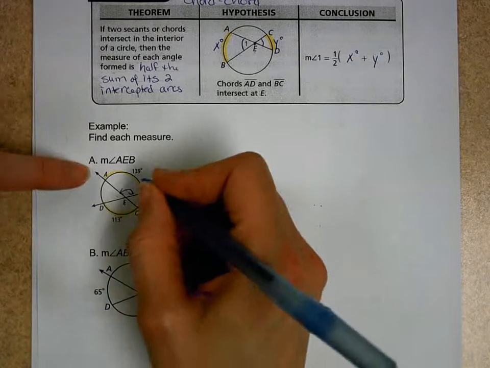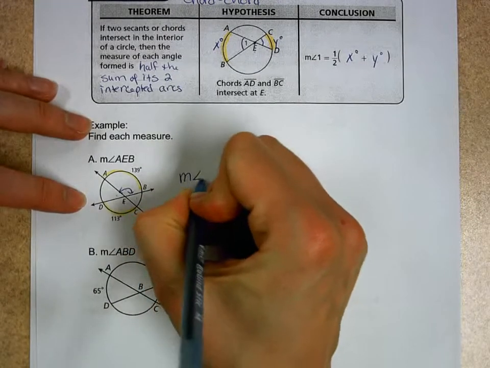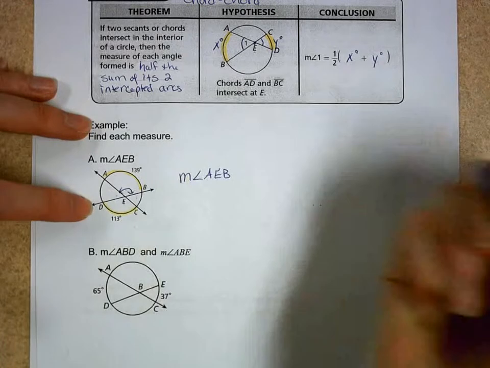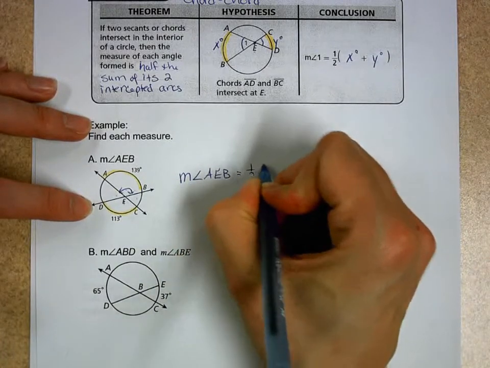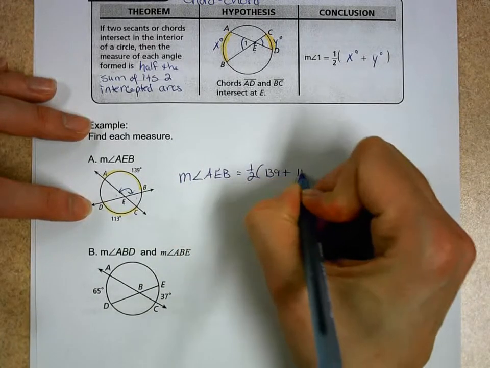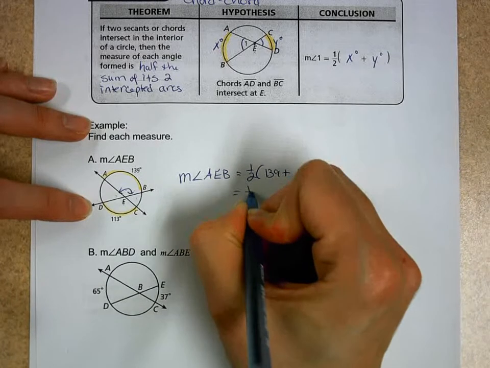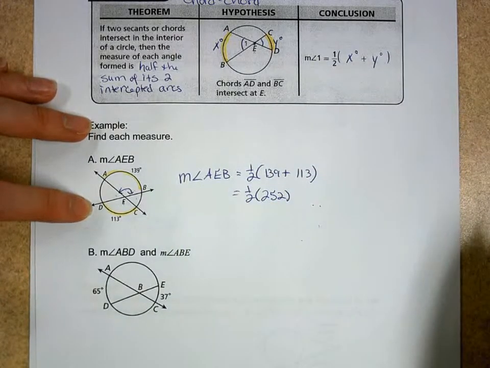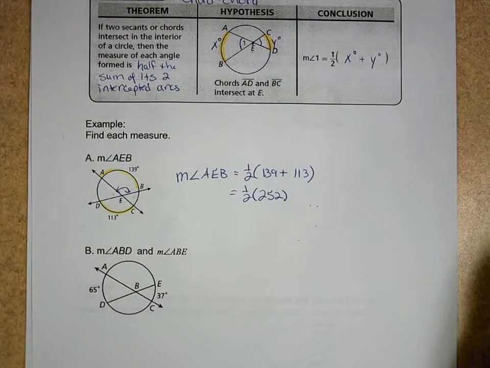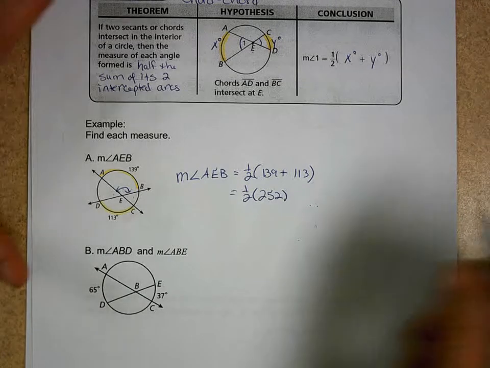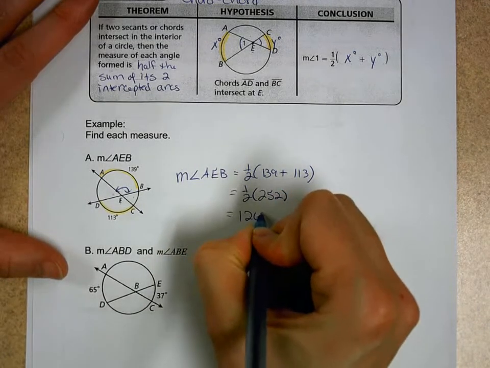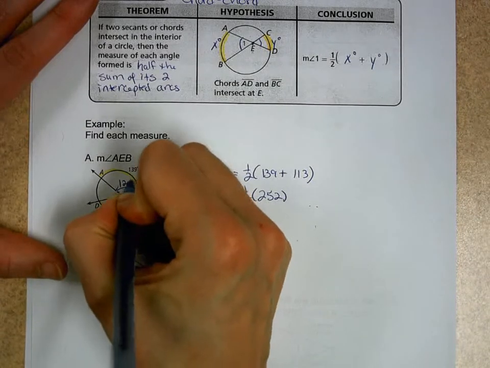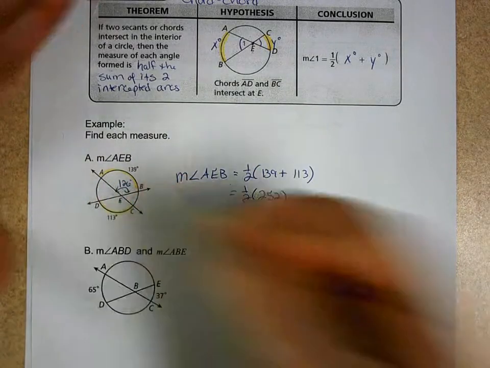So those are my 2 intercepted arcs. So to find the measure of angle AEB, or you could say angle DEC in this case, it's 1/2 their sum. So I get 1/2 of 252. So 1/2 of 252 is going to be 126. So let me put that down here real quick. So it's 126 degrees. Now remember, that's 126. That makes this 126. And then you have a linear pair.